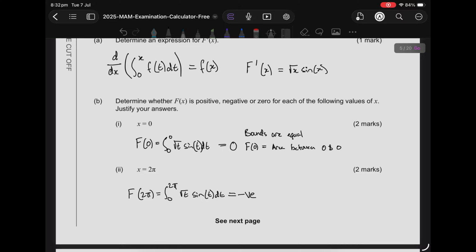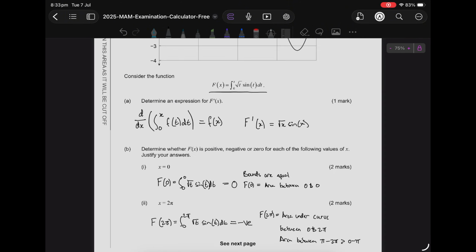And for justification, you can write the same thing. F of 2 pi is area under curve (0 and 2 pi), negative area greater than positive area.